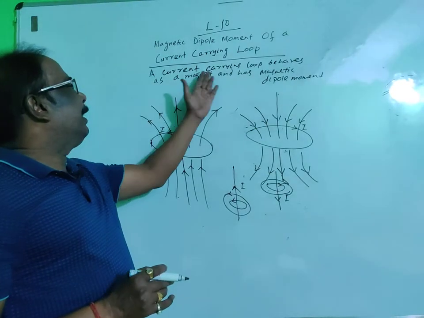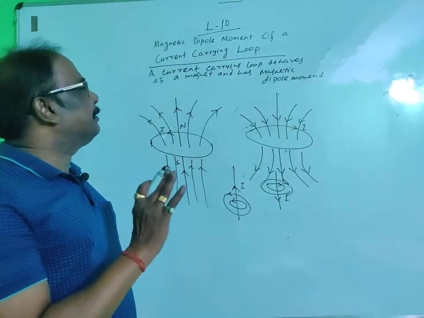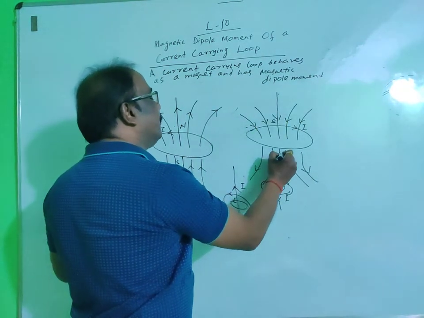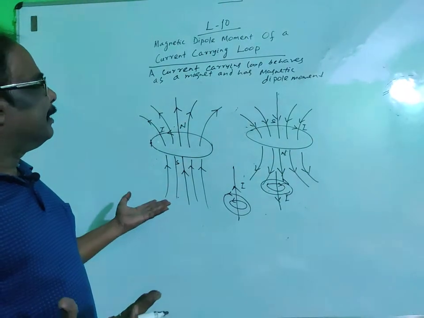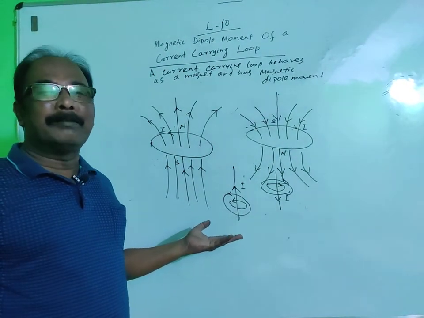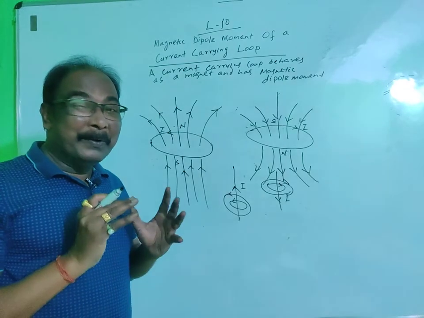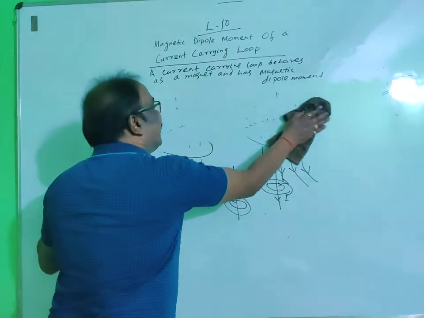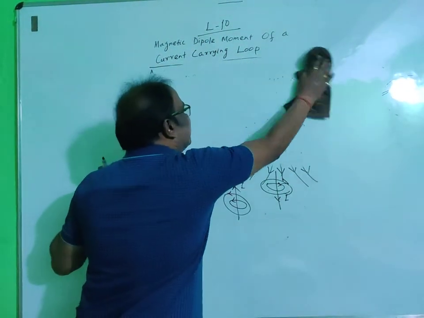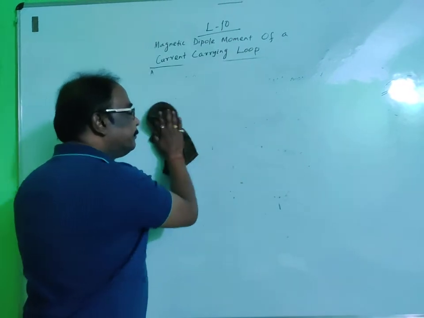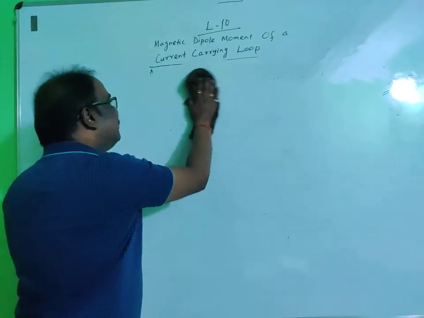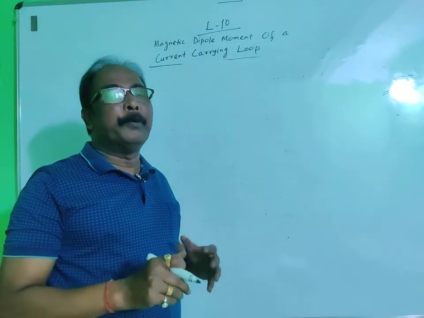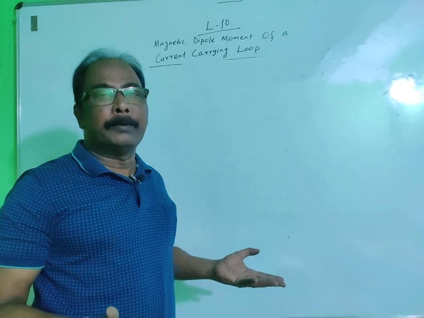A current carrying loop behaves as a magnet, meaning it shows south polarity and north polarity. And if it behaves as a magnet, then it has a magnetic dipole moment. Then how to find the expression for magnetic dipole moment? Now I am erasing it. We will study Biot-Savart's law in coming lectures, and one result I will show here, from which we can derive the magnetic dipole moment of a current carrying loop.